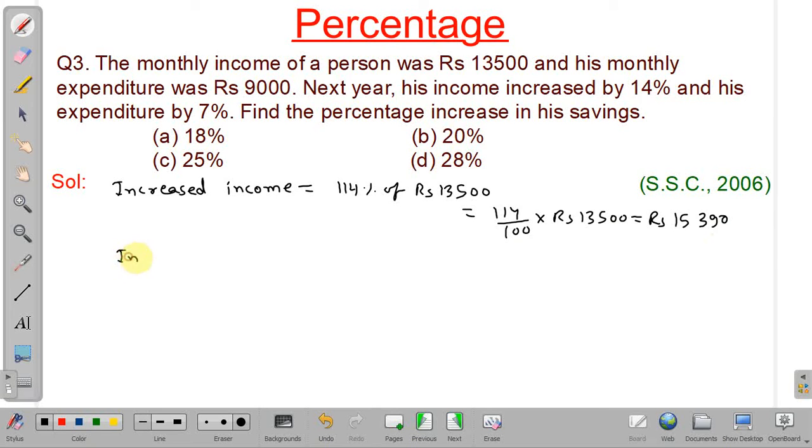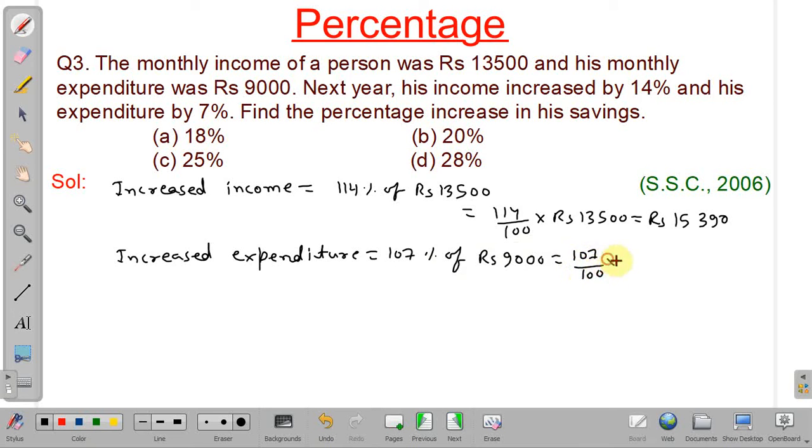Similarly, we can calculate the increased expenditure. Expenditure is increasing by 7%. So 107% of the initial expenditure, which was rupees 9,000. So it will be equal to 107 by 100 into 9,000, which will be equal to rupees 9,630. So we can calculate the increased saving.